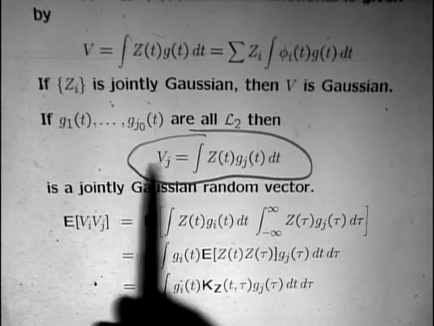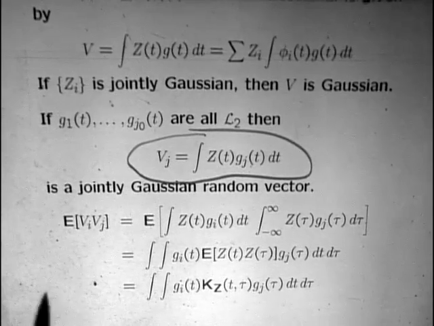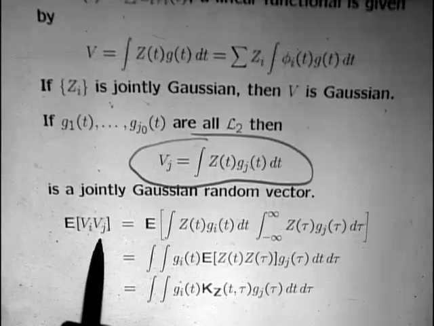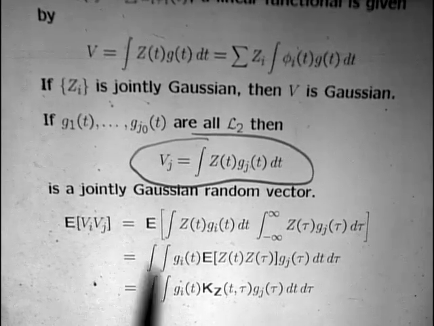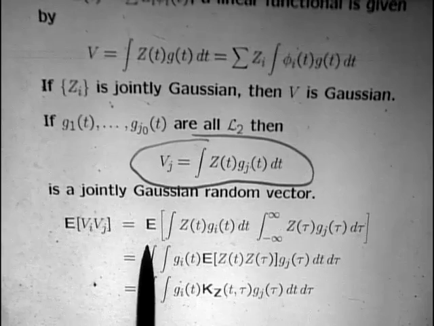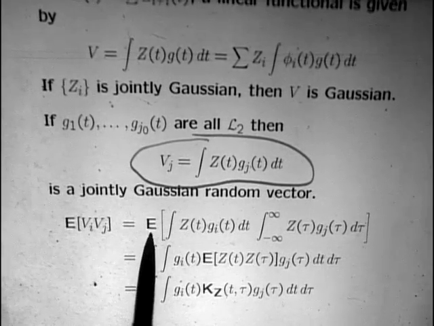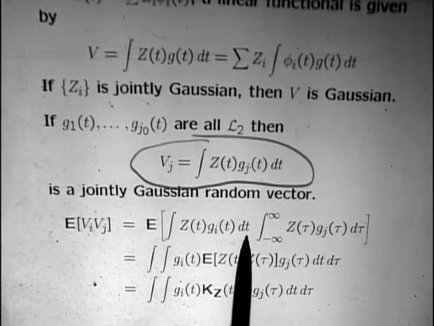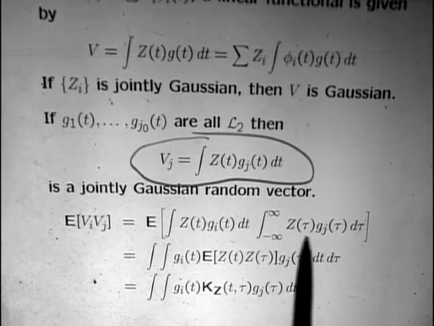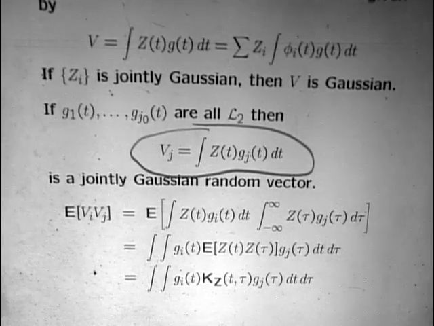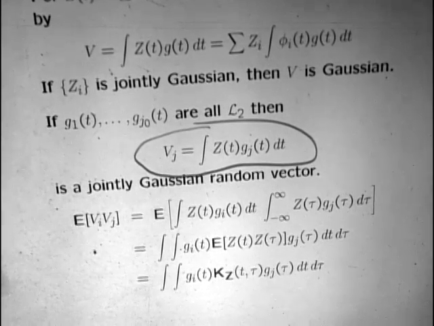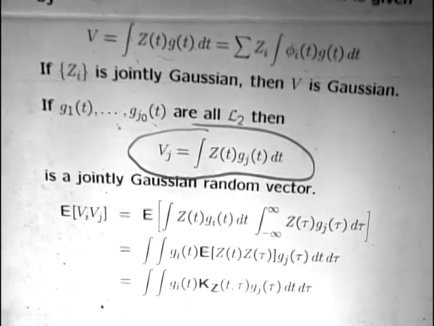Okay, so these things are jointly Gaussian. We want to take the expected value of v sub i times v sub j, and now we're going to do this without worrying about being careful at all. We have the expected value of the integral of z of t gi of t dt times the integral of z of tau gj of tau d tau. And now we're going to slide this expected value inside of both of these integrals and not worry about it.